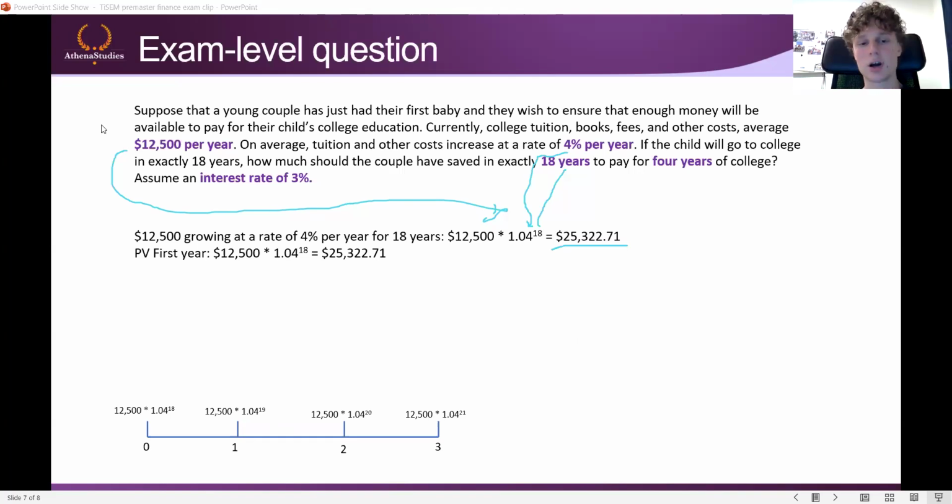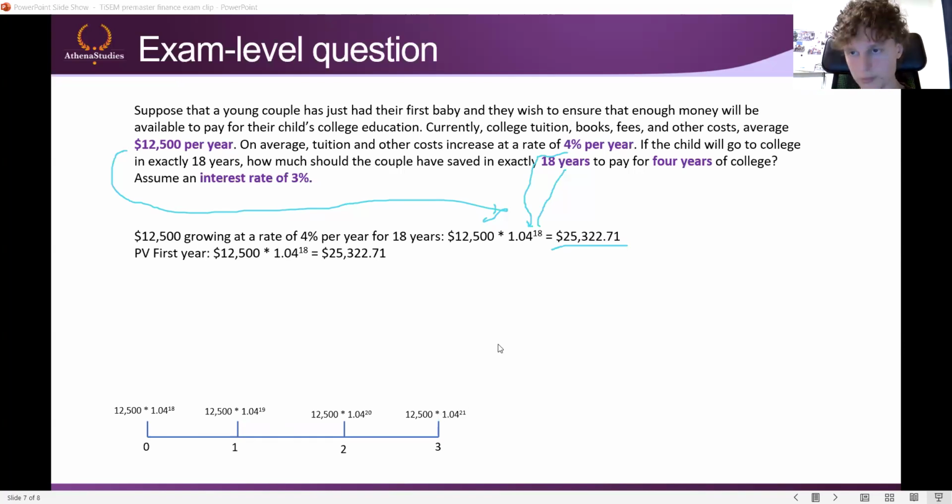Now, let's get started. First of all, what we need to do for the second year, I've already put it in the timeline as well. We need to do 12,500 times 1.04 to the power of 19. Why 19? Because now 19 years have passed from the time that the value of tuition was $12,500. So we just add 1 year from the previous year. And we will do that for time 2 and time 3 as well. That is the first step.